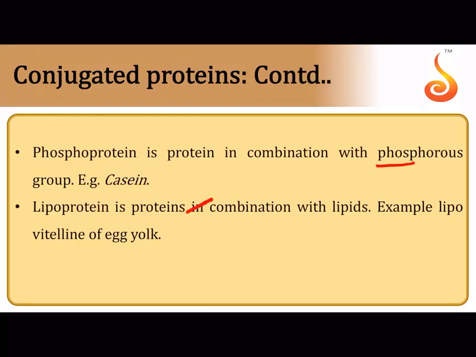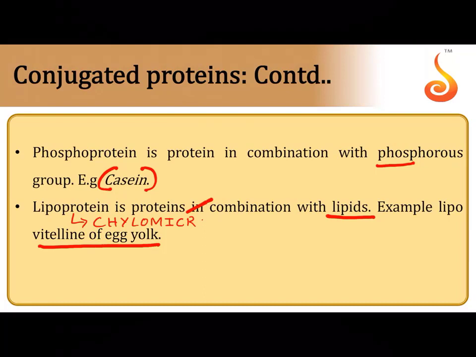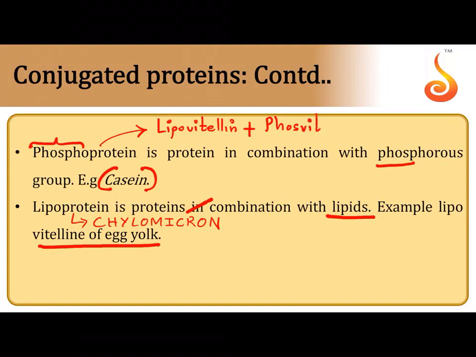Phosphoprotein is a protein which is in combination with phosphorus. For example, you have casein. Lipoprotein is in combination with lipids. For example, lipovitellin. Another example for lipoprotein is chylomicron, which is formed inside the intestinal cells. Phosphoproteins are proteins which have phosphorus in them, like I told you. Another example of a phosphoprotein is lipovitellin plus phosphitin. Phosphitin is nothing but a phosphoprotein, and along with lipovitellin, both of these are found in eggs.